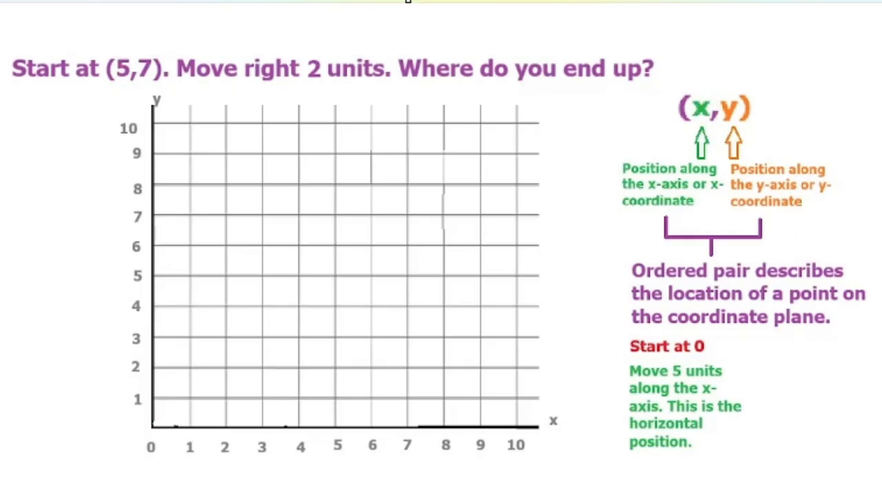So let's do that. So we draw an arrow. We start at the origin. We go along till we hit 5 on the x, and then we stop. Okay? Then the next thing we do is we move 7 units along the y-axis. This is the vertical position.